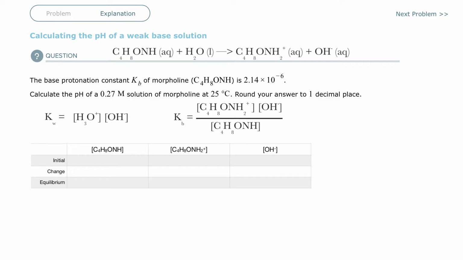So you can see that here we had one H. Here's the second H. It comes along. You're going to end up with two H's. And remember, it's a positive, so you'll end up with a positive. So this is the conjugate acid of this base. Morpholine is a base. So it's going to receive a proton from the water.